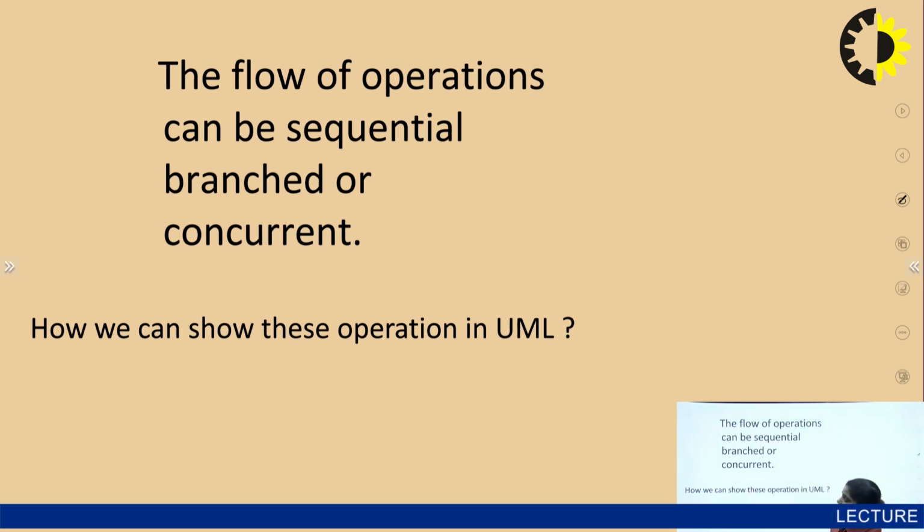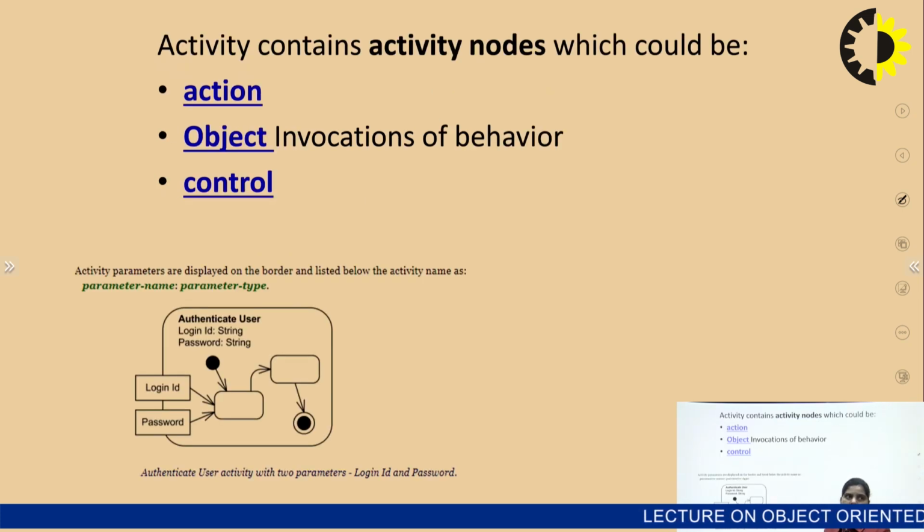So the flow of operations can be sequential, branched or concurrent. So how can we show these operations in UML? Just we are going to discuss this. An activity contains activity nodes which could be actions, objects or controls. Activity parameters are displayed on the border and listed below. The activity names are parameter names or parameter types. So here we have this particular authenticate user activity with two parameters.